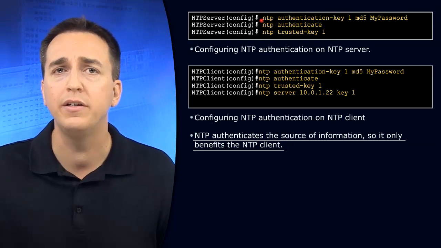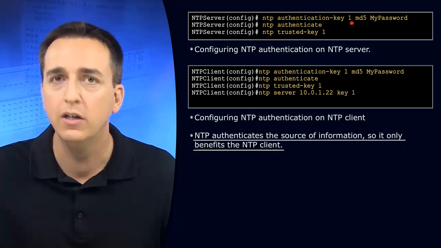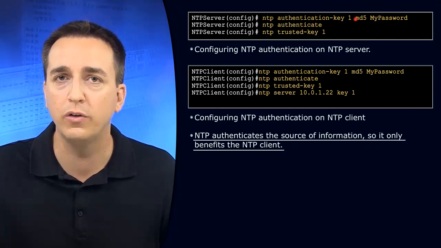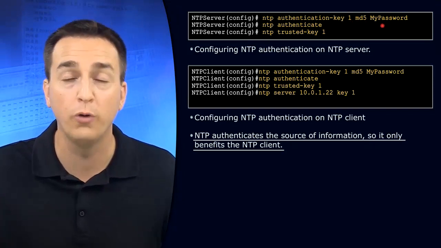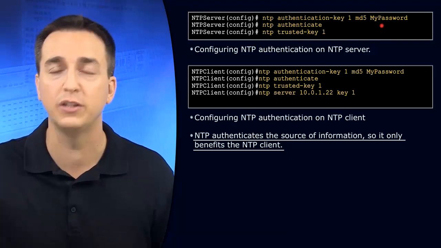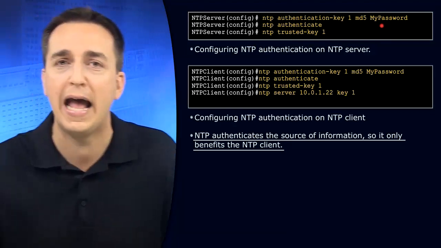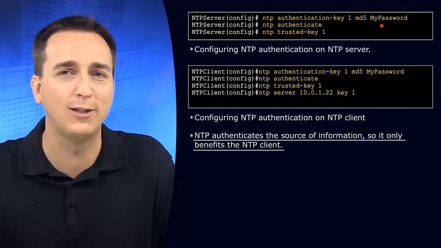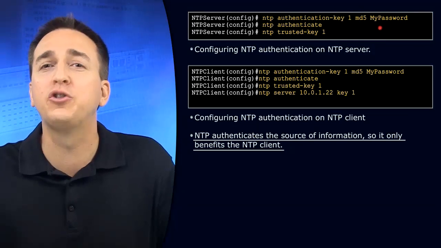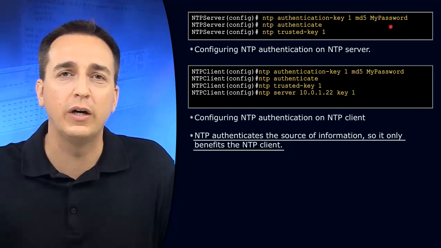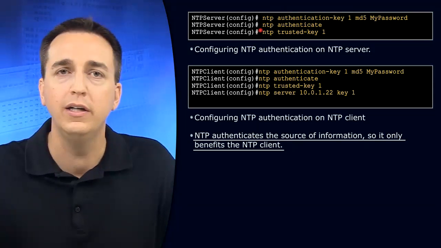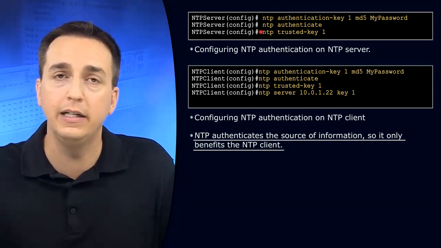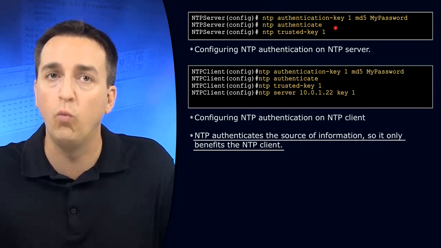So we set up our NTP authentication key. We specify the hashing algorithm. We're using MD5, and there's the key string going to be used as part of the process to determine the hash. And in this case, it's my password. Let's come up with stronger key strings in our organization in the real world. NTP authenticate to turn on authentication, and then we're configuring our trusted key. In this case, we're using trusted key of 1.